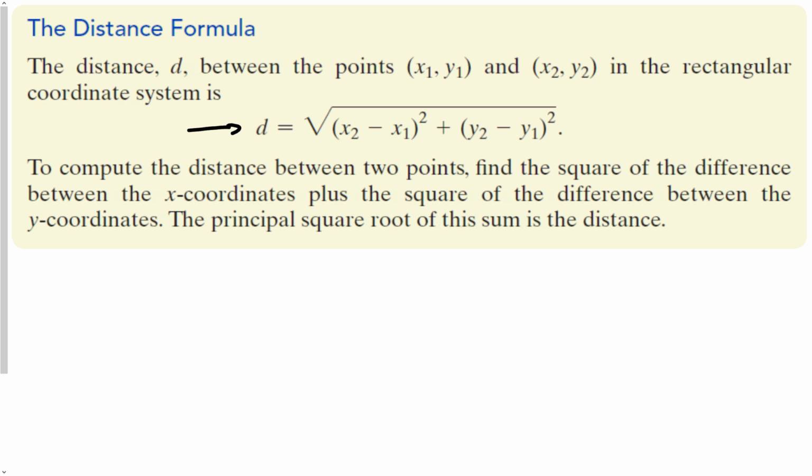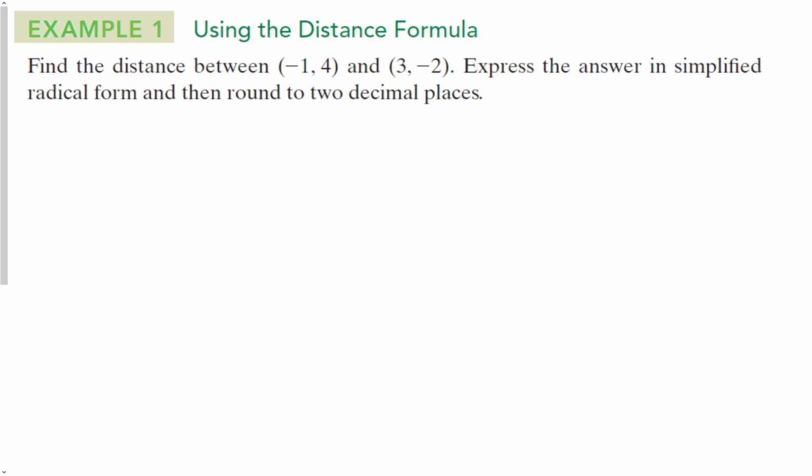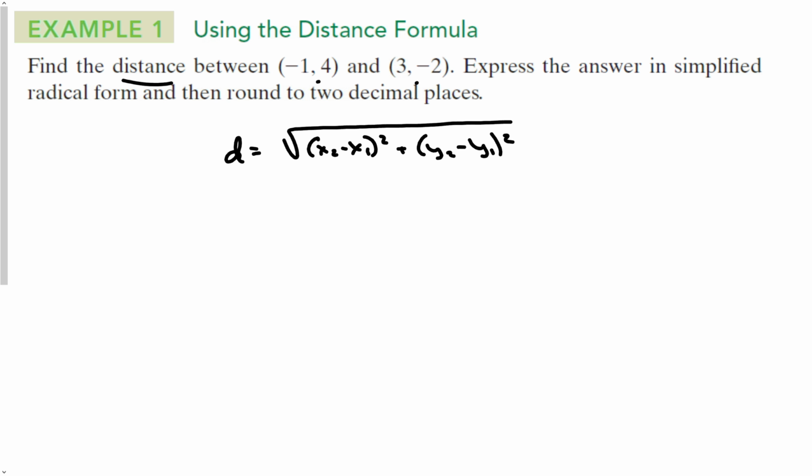Okay. When we use this formula, it does not matter which point I call x1, y1, and which point I call x2, y2. But we should get used to going in order. So -1 comes before 3. So I'm going to call this one x1, this one x2. But it doesn't matter either way. So to find the distance between these 2 points, my distance is going to be the square root of x2 minus x1 squared plus y2 minus y1 squared. So that's just my distance formula.